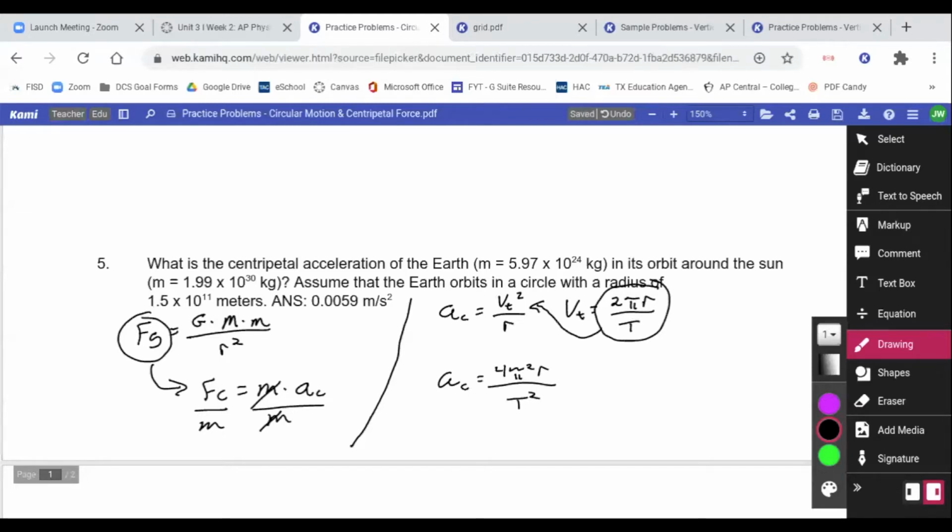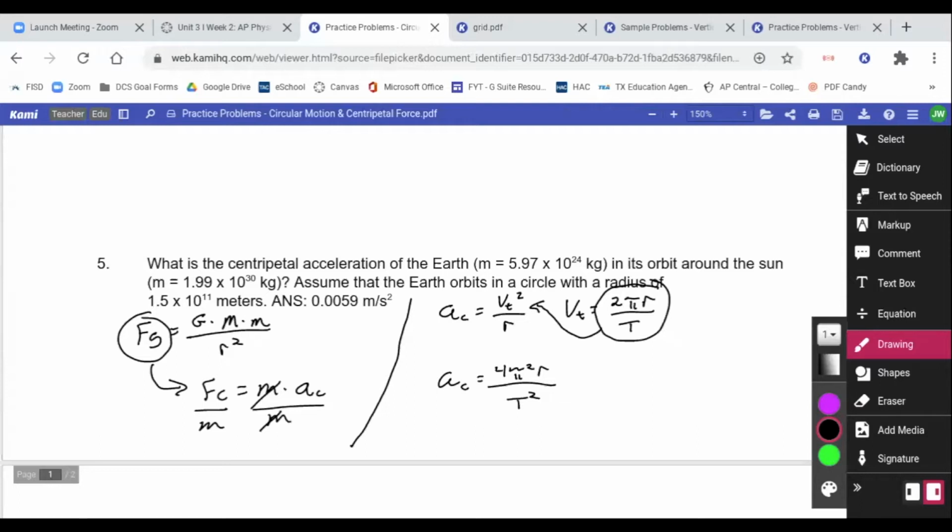Now, do we have enough information to solve this equation? It's a rhetorical question. I'm going to answer it for you. Yes, we know what 4 is. We know what pi is, 3.14. Radius, they told us the radius of that circular orbit. But the period, do we know the period of the orbit of the Earth around the sun? Isn't it 1 year? Couldn't we break that 1 year down into the number of seconds in a year? 365 days, 24 hours, and then 3,600 seconds in an hour. So we could do it either way because we know the period.